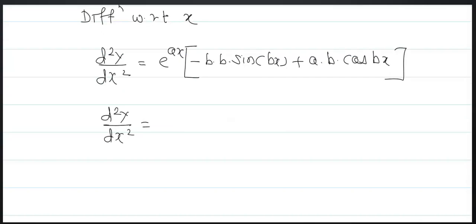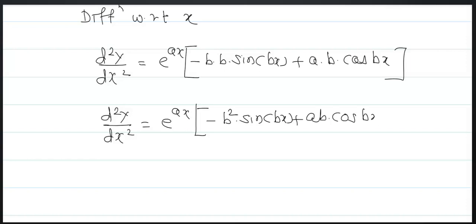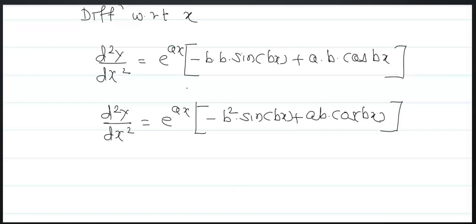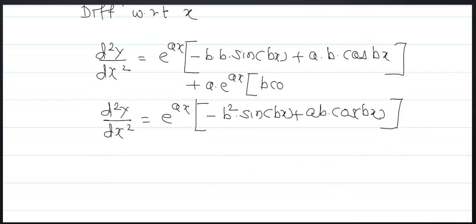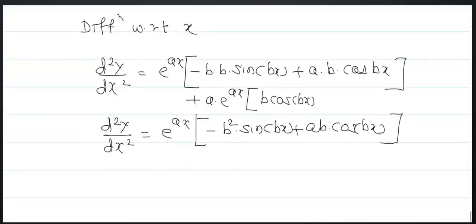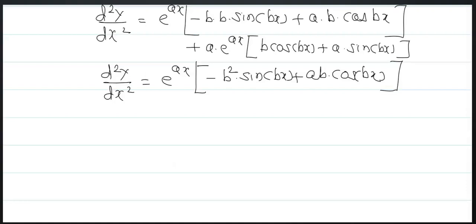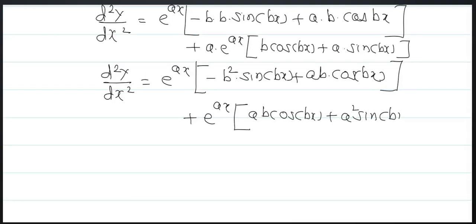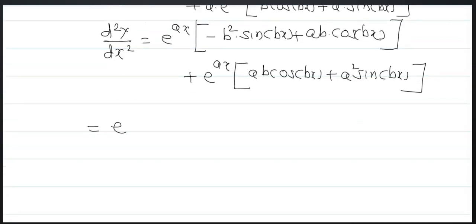d²y/dx² is equal to e^(ax) in bracket minus b² sin(bx) plus ab cos(bx). Therefore, we have d²y/dx² equal to these terms. I will show you. Take e^(ax) as common.